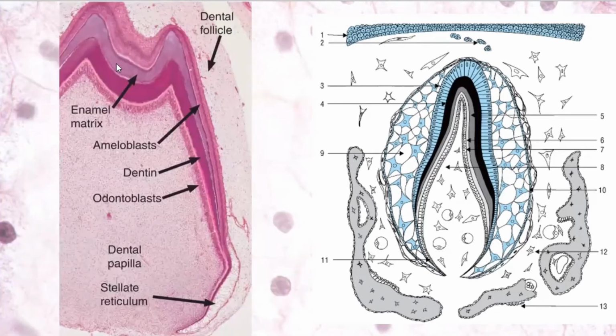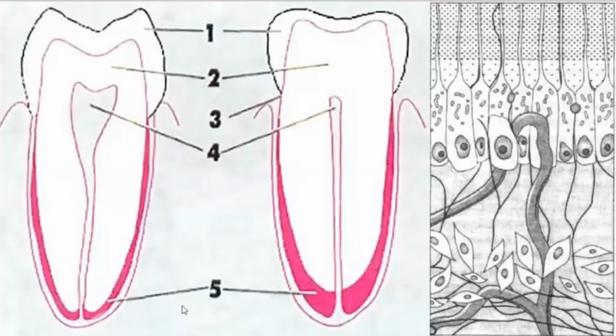And here we can see enamel matrix or enamel, and it's dentine, and there are enameloblasts which form enamel, and odontoblasts which form dentine, and it's the dental papilla which will form the pulp of the tooth, and here it's the region of the formation of cementum which covers the roots of teeth.